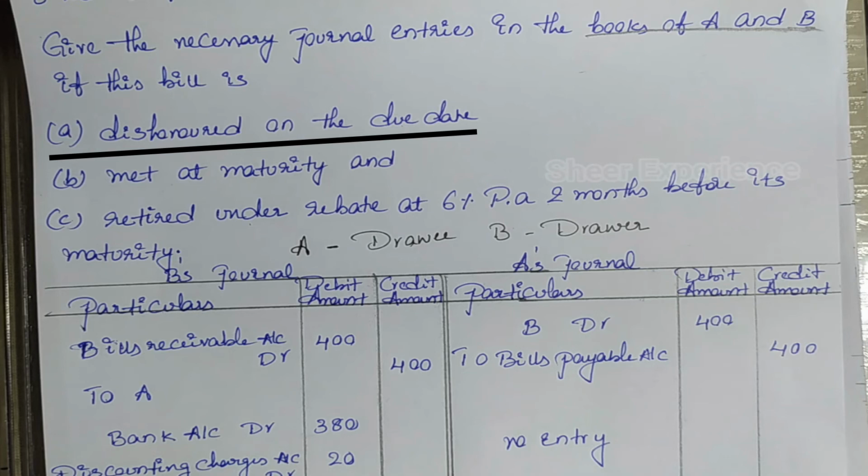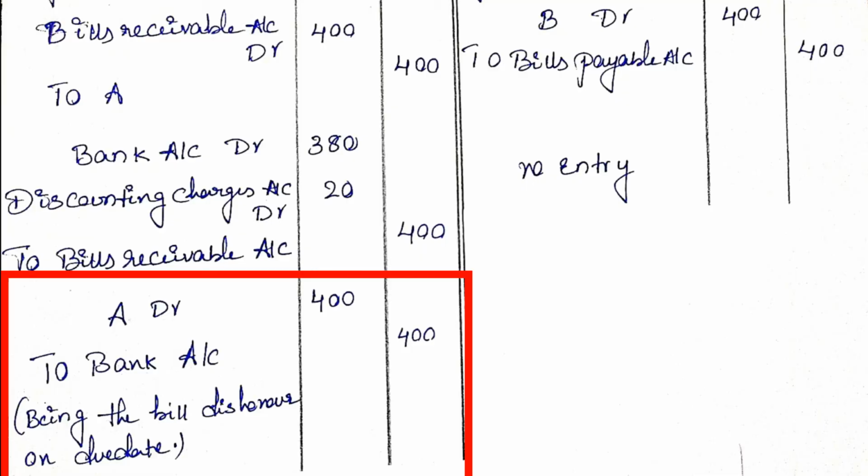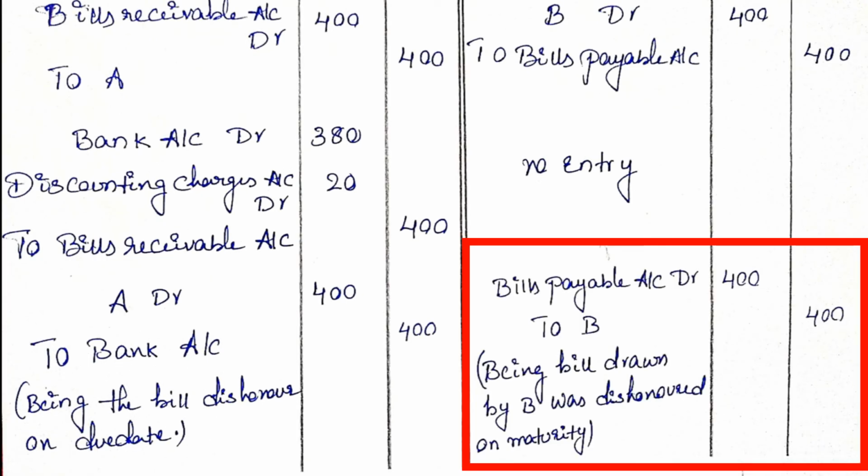So the entry in B's book is A debtor to bank account. Amount is 400. The entry in A's book is bills payable account debtor to B. Here also we are reversing the previous bills payable entry.